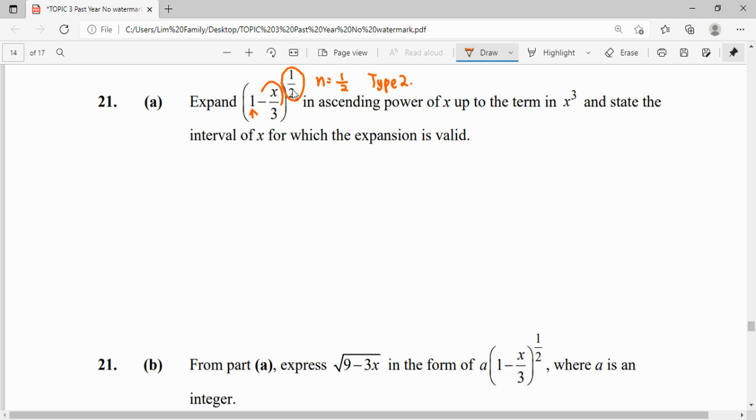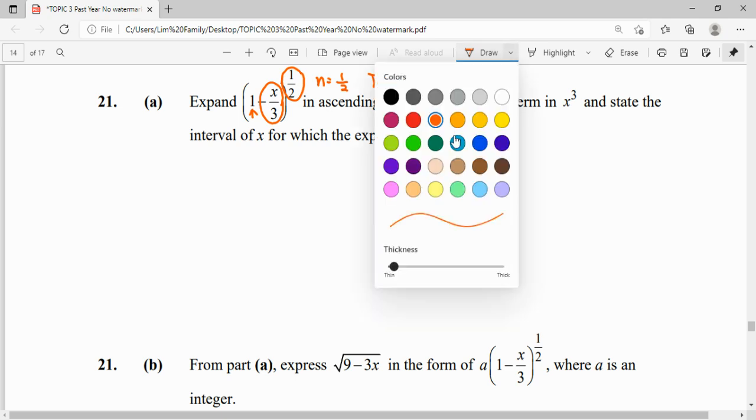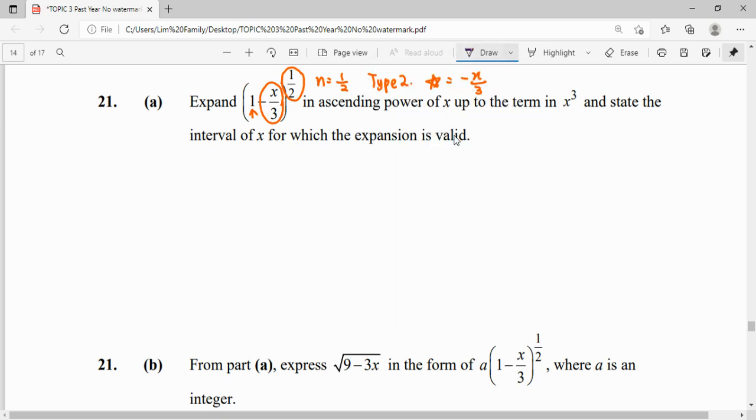And the thing we want to expand here is negative x over 3. So we will expand this up to x to the power of 3 and state the interval of x so that this expansion is valid. So first of all, we're going to write our title. Our title, which is going to be expanded, is (1 minus x over 3) to the power of 1 over 2.